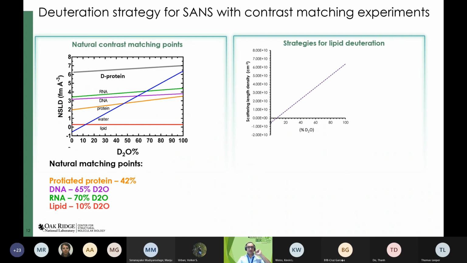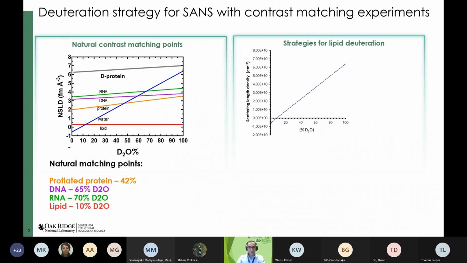For the deuteration strategy for SANS with contrast matching, in some cases you may not need to use deuteration if you are studying protein, DNA, RNA complexes, or in some cases lipids. They have different moieties, and those molecules have different contrast match points. In general, for protiated samples, the contrast match is going to be 42% D2O. For DNA and RNA it is around 65 to 70% D2O, and for lipids around 10% D2O.